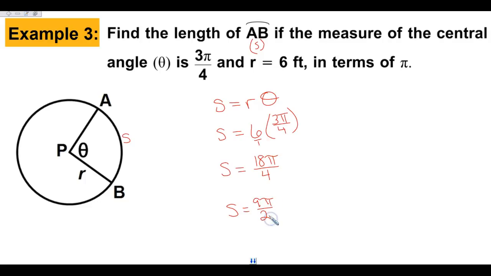Now, here's the question of the day. If I'm measuring the length of this arc, what unit of measure should I be using? This is a distance, not an angle. So I want to use feet. So this is 9 pi over 2 feet.